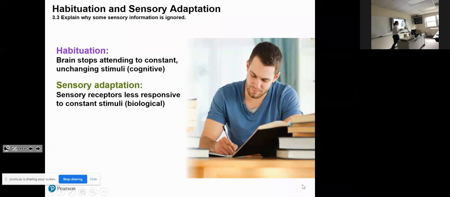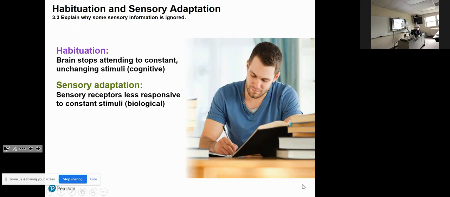Another example would be pain receptors. So say you put a pin in your arm. That's going to hurt. You're going to feel that a little bit. But after a while, what's going to happen? You'll get used to that, right? There's probably a little bit of both going on there. You're probably realizing that that's not a threat, so cognitively you're ignoring it.